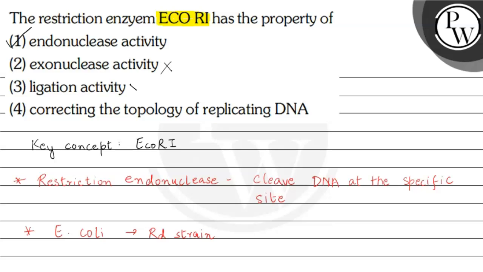Now the third option says ligation activity. So ligation activity is also wrong because DNA ligase is responsible for that and not EcoR1. And the fourth option says it is correcting the topology of replicating DNA. Again, this is also incorrect because that's the exonuclease activity and not an endonuclease activity.